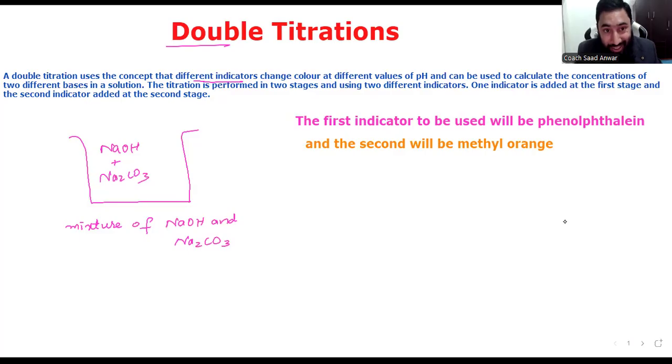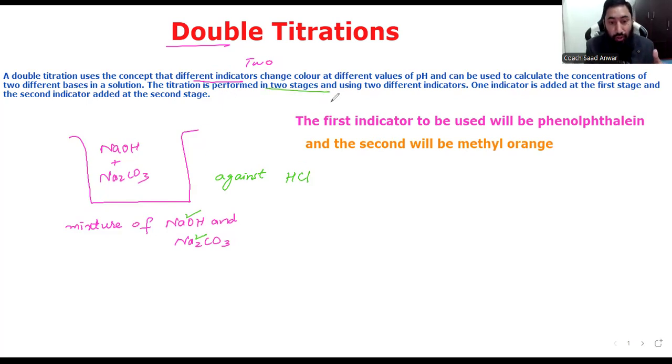Hello everyone. Today we are going to discuss double titration. As the name indicates, there are two indicators and two bases, a mixture of bases. We will titrate a mixture of bases like sodium hydroxide and sodium carbonate against an acid, hydrochloric acid. So there are two stages in double titration.